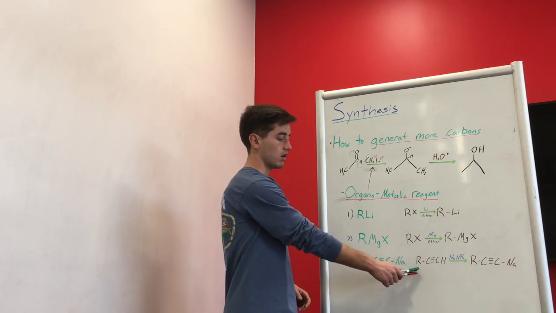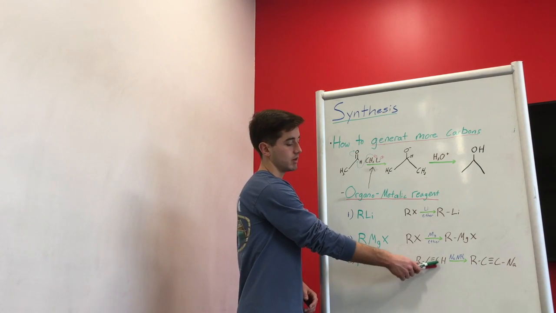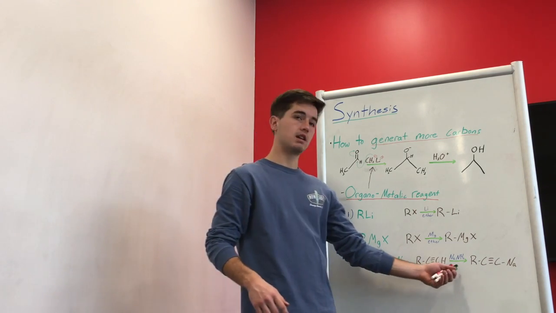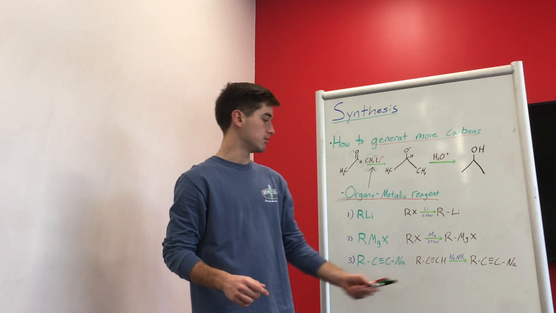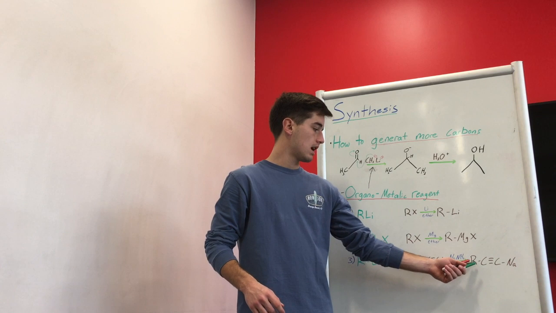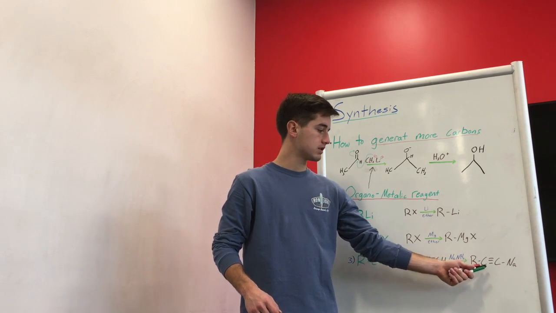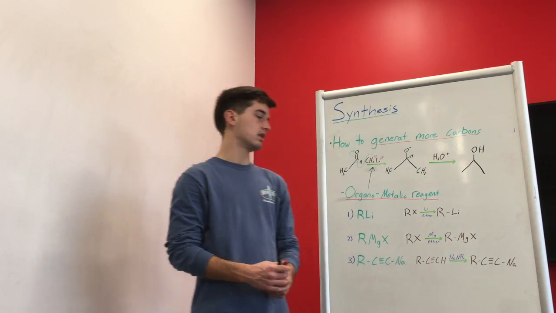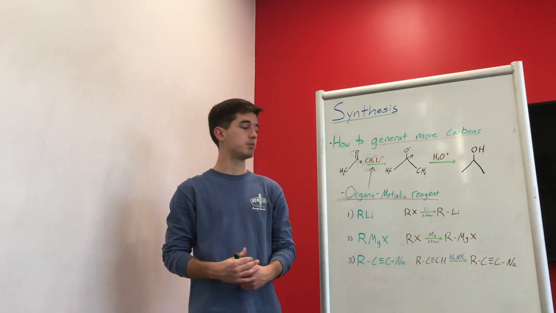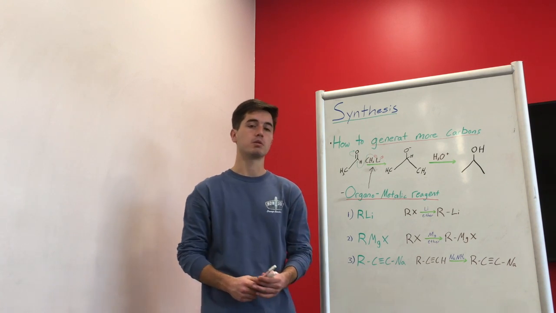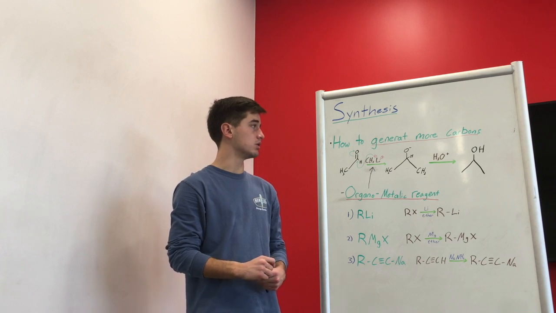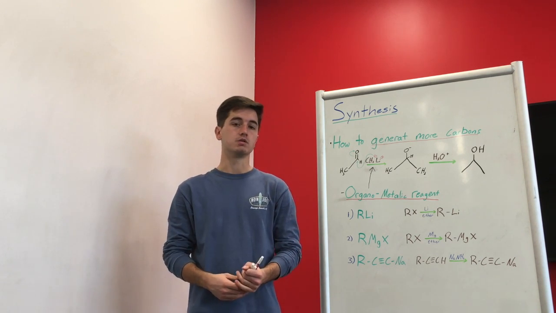And then for the third organometallic reagent, we start off with an R bonded to a C triple bond CH, so it's a terminal alkyne. Then you react it with NaNH2, and that expels this hydrogen and replaces it with a sodium. And so you have R, C triple bond C with sodium there at the end. Next, let's look at some examples of these three different organometallic reagents and how they react with compounds to generate more carbons in a chain.